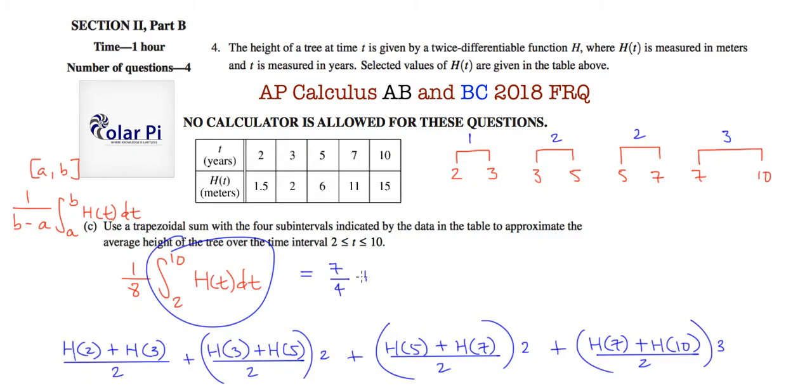And then we'll have plus what? H of 3 is 2, and then h of 5 is 6. When we add them, we get 8. When we divide that by 2, we get 4, and times 2 is going to say 8. So our second trapezoid will have area 8, and then plus. Our third trapezoid, h of 5 and then h of 7 added, that will make 17. 17 divided by 2, and then times 2 is just 17. And then finally plus. H of 7, 11 plus 15 is 26 divided by 2. That's that. So that's 13 times 3 is 39, right? Okay, 39. There we are.